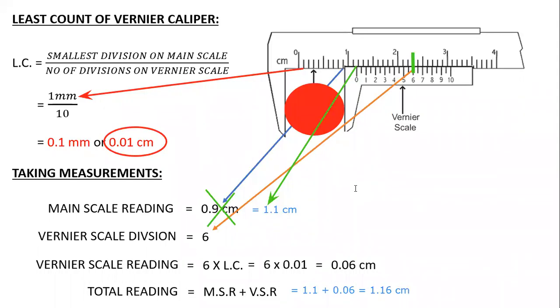So if the 6th division is coinciding, that means 6 is the minimum value after the millimeter. So further that 6 is multiplied by the minimum value, and that minimum value was your least count. Yes, sir. Then we got the vernier scale reading, the second decimal. And once you add, you get the total reading. Yes, sir. Thank you, sir. You're welcome.